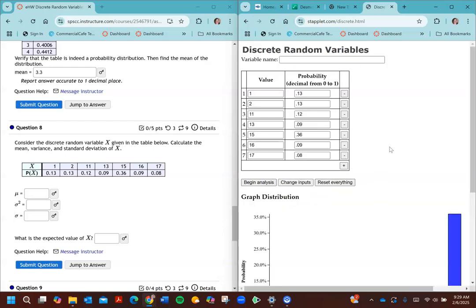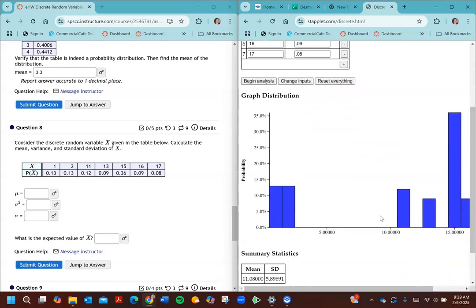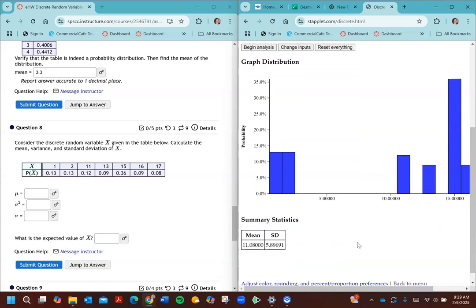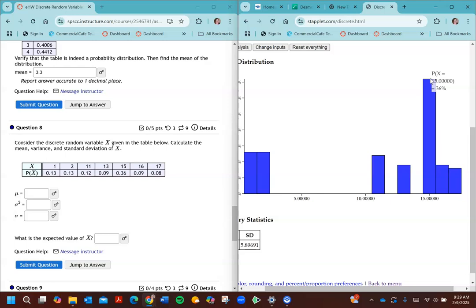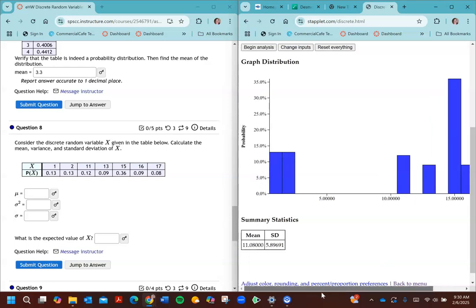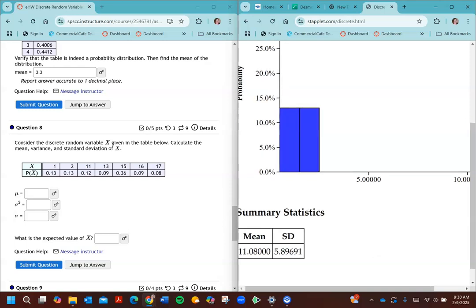I'm just going to say begin analysis, and you can look at the graph here, the distribution. See, we have a high point. I like this because if you hover, you can actually see the values, and it'll put it in percentage for you, which is nice. And then the mean down here and standard deviation is what we want to focus on.